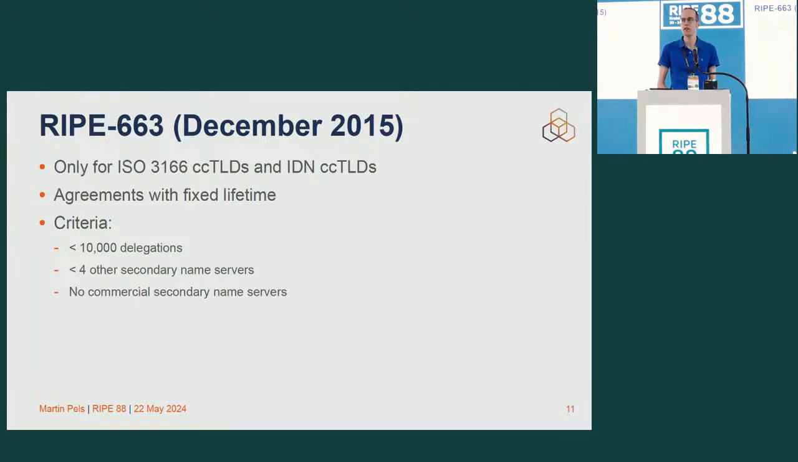And these criteria are that there are less than 10,000 delegations in the zone. They should not have more than 3 other secondary name server providers. And they should not have any commercial name server providers, because we figure if they are able to pay for commercial parties to handle their secondary DNS, then they don't need our support anymore and they can be on their own.